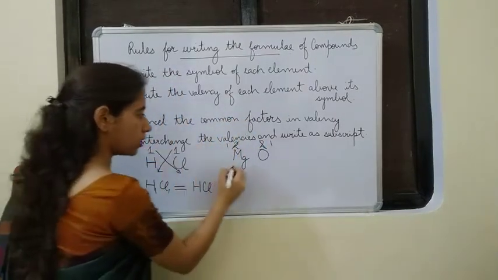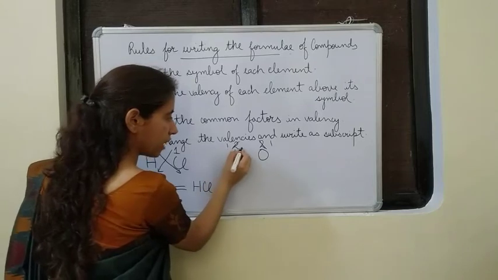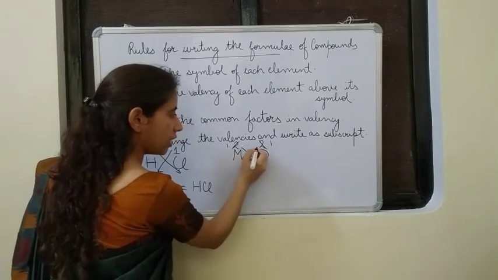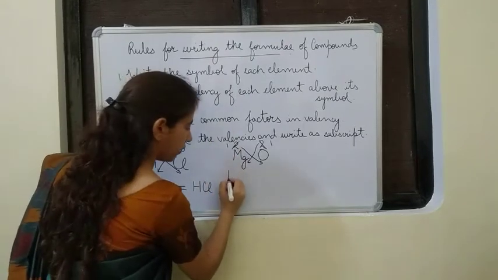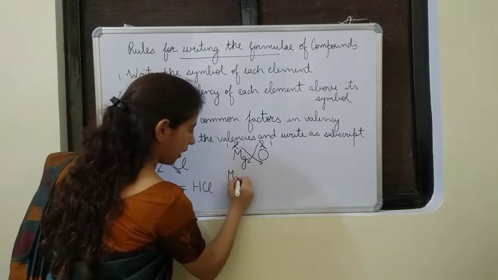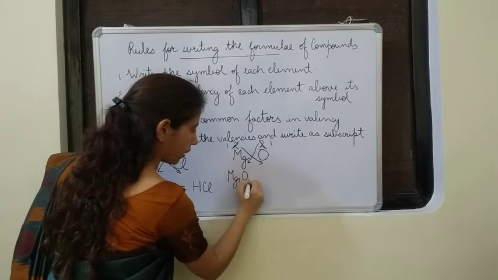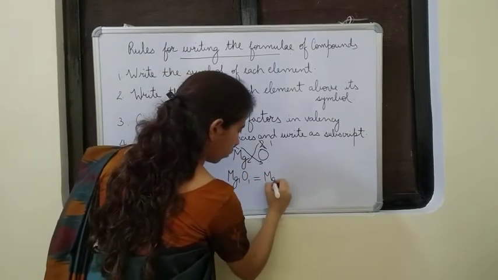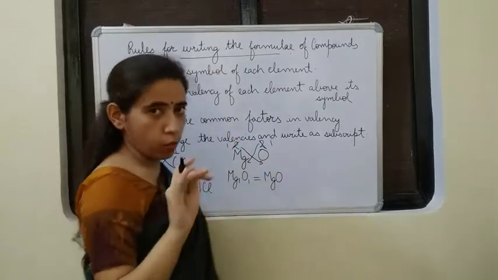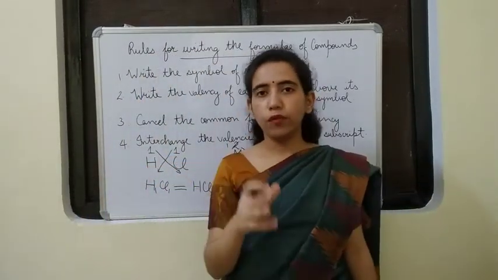Okay. Now cross the valencies. Now here 1 is left, that 1 will be taken here, and here 1 is left, that 1 will be taken here. Okay. And that we can write Mg1O1. So we can again take it as MgO. You know, writing 1 we can avoid. We can take one more formula.